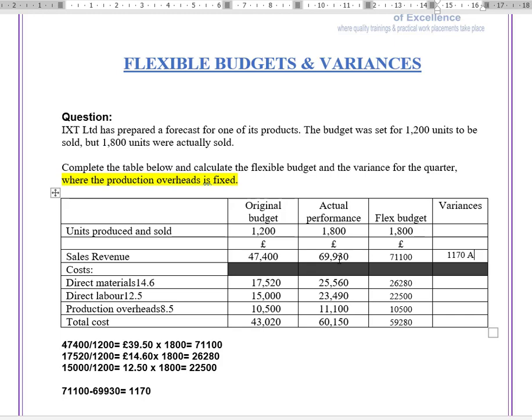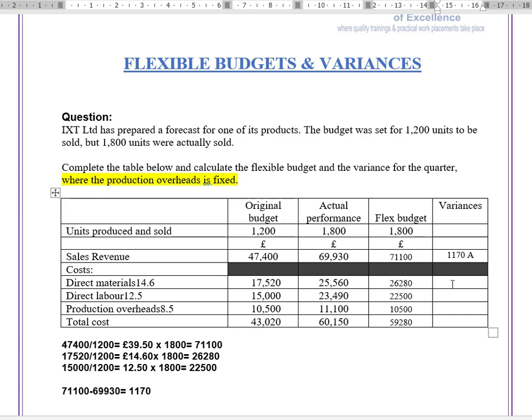So if we say to you generate £71,100, but you generated £69,930, that is, you generated a little less. It is an adverse variance. If you generated more, then hey, well done, hooray. It will be a favorable variance, and that is for income. You flip it around for expense.